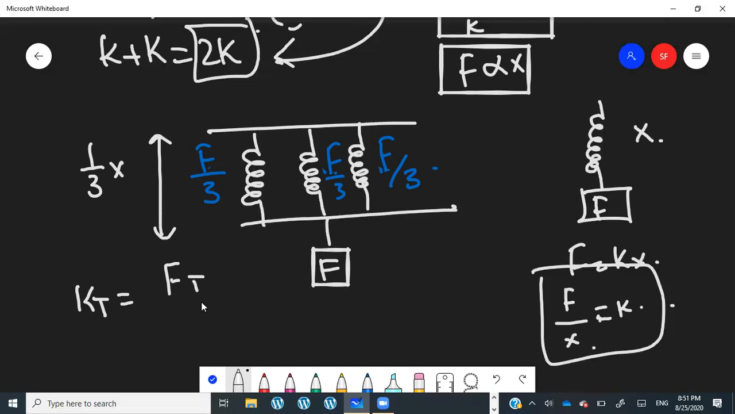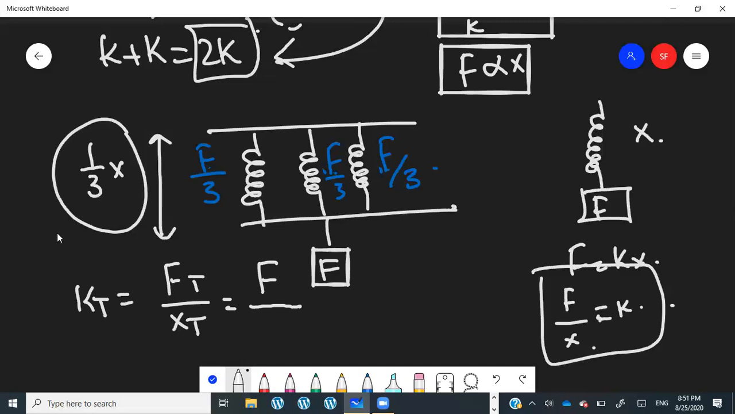It's the total force divided by the total extension, right? The total force is still F, but the total extension now has become 1/3 of X, the extension of each individual spring. If it has become 1/3 of X, if I place the X upon 3 over here in the denominator, the 3 will go up. This becomes 3F upon X. What is F upon X?